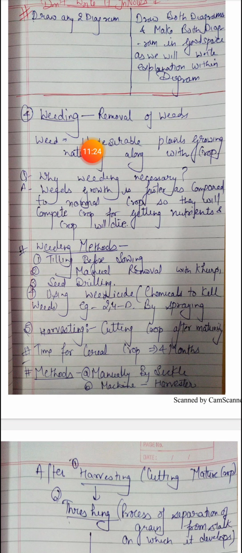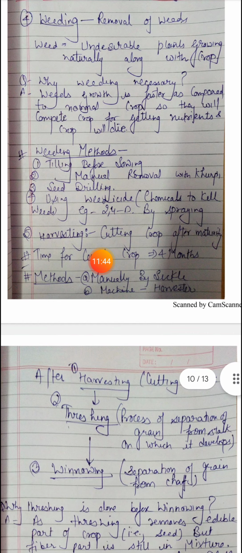If you are giving the manure and fertilizer, it will not go inside the normal plant, it will go inside the weed, because weeds are more competitive. So they will use everything you are giving to the crop, and ultimately your crop will die and the weed will survive. So what is the method by which you can remove that?